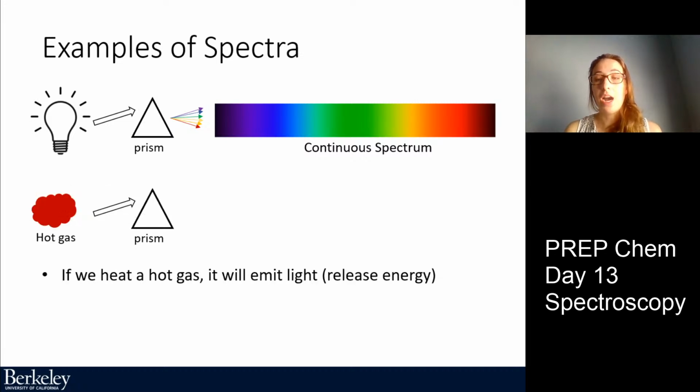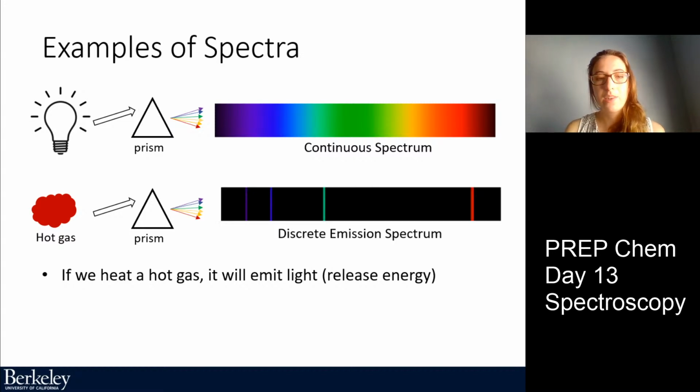One, we could have a hot gas that's emitting light because it's a hot gas, so it's trying to release energy. And we could pass the light coming from that, again, through a prism. So this time, something really unexpected happens. We would get a spectrum that looks like this. In this spectrum, there's only a few discrete lines, and the rest of the spectrum is black.